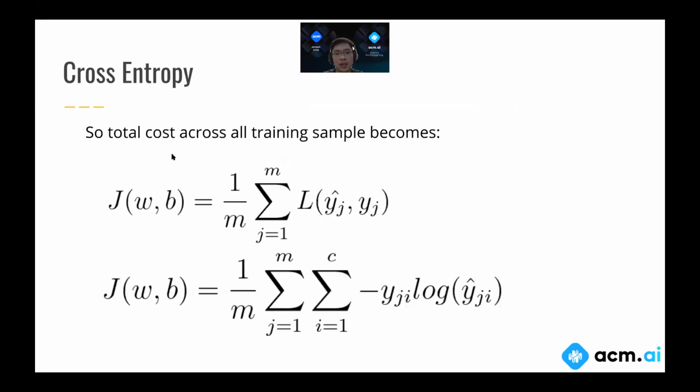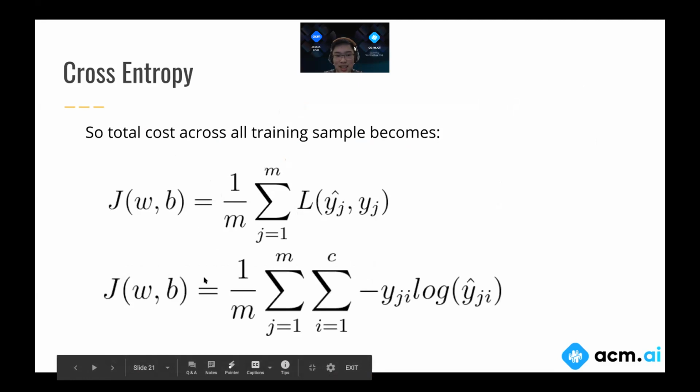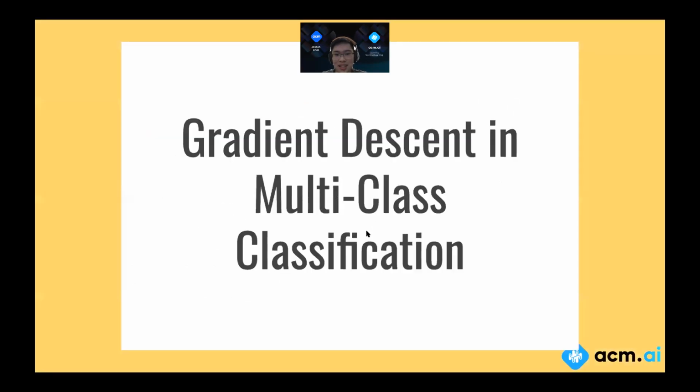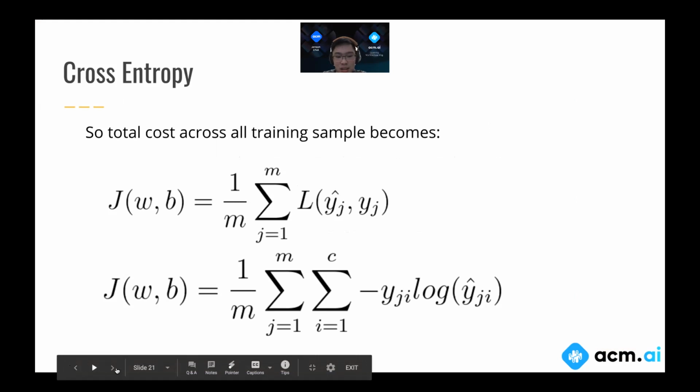All right, so like for binary cross entropy, we're summing up the loss over all the training samples. If you substitute the loss function as in the previous slide, you should get something like this, which is kind of intimidating, but intuitively, it's not that hard to understand. All right. Does anyone have any questions on cross-entropy?